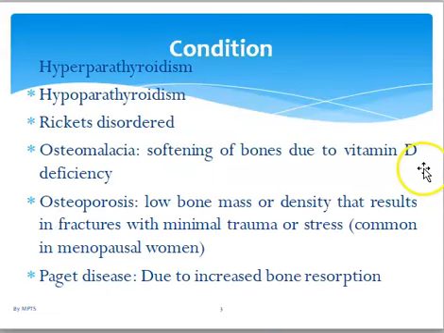Now, which are those conditions which we shall be managing? One is hypoparathyroidism. We also know rickets, those disorganized, curved bones; osteomalacia, softening of bones due to vitamin D deficiency; osteoporosis, low bone density, which is common in menopausal women; and of course Paget disease, increased bone resorption. When there is increased bone resorption, there are patches which form on the bone, and you can easily see them.